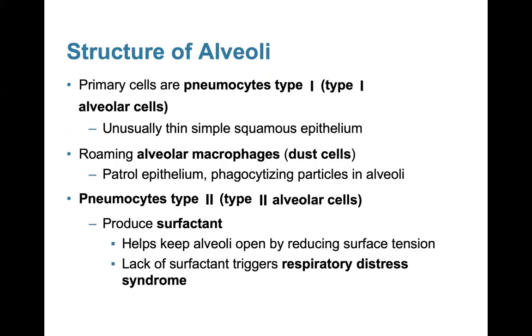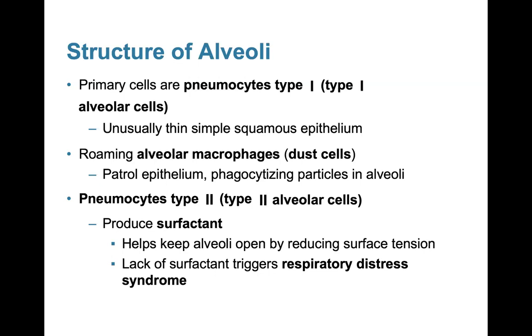Looking at the structure of the alveoli, we have primary cells, which are called pneumocytes type 1 or type 1 alveolar cells. They are usually thin, simple squamous epithelium. Then we have roaming alveolar macrophages or dust cells. They patrol the epithelium, phagocytizing particles within the alveoli. And then finally, we have pneumocytes type 2 or type 2 alveolar cells. They produce surfactant. Surfactant helps to keep the alveoli open by reducing the surface tension.